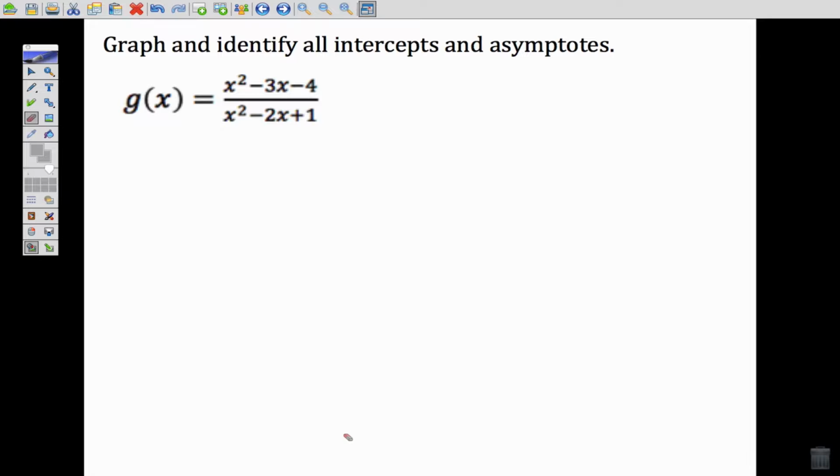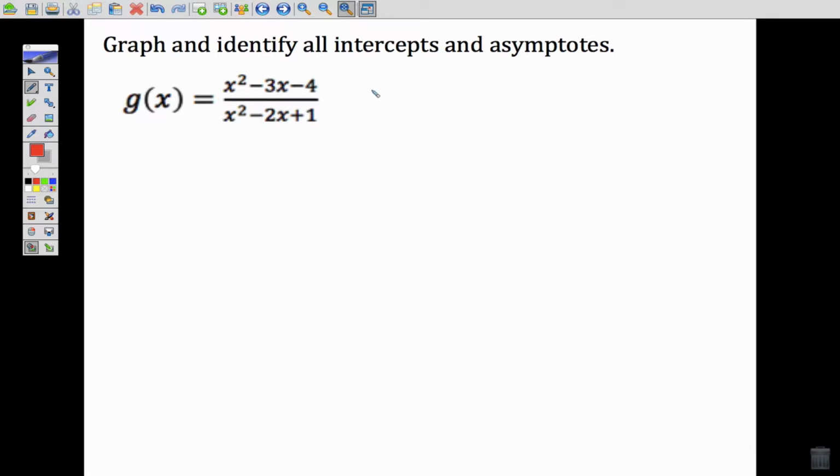So be listening to those explanations because that is meant to help you on any problem you try to tackle with this concept. So the first thing you want to do is factor everything. So pause the video, factor the top and the bottom, and then press play when you're ready to move on.